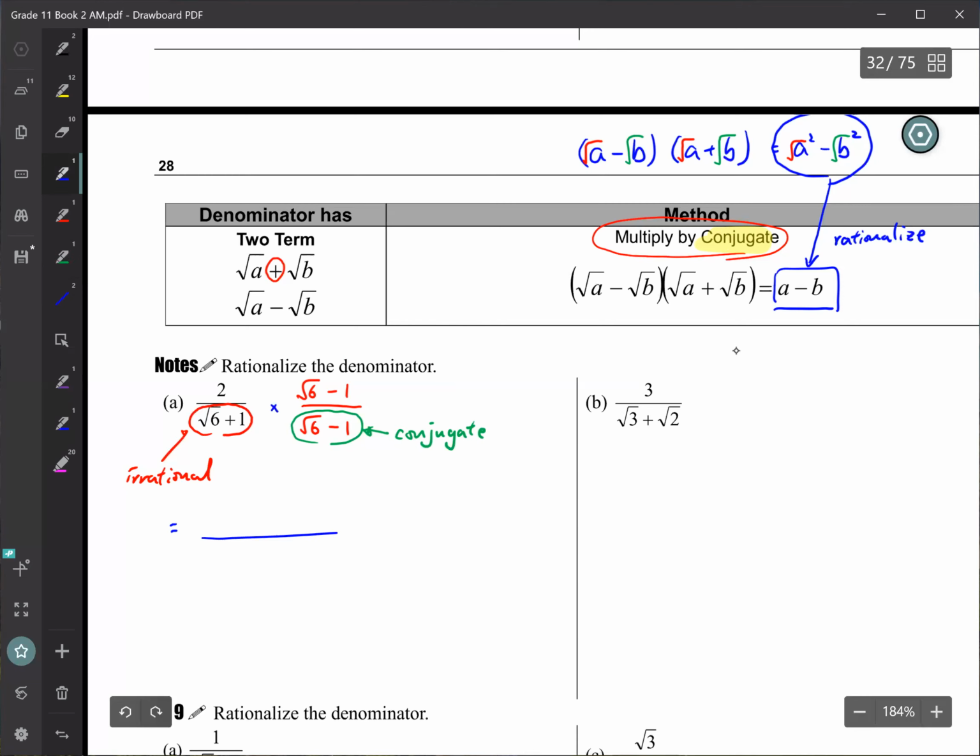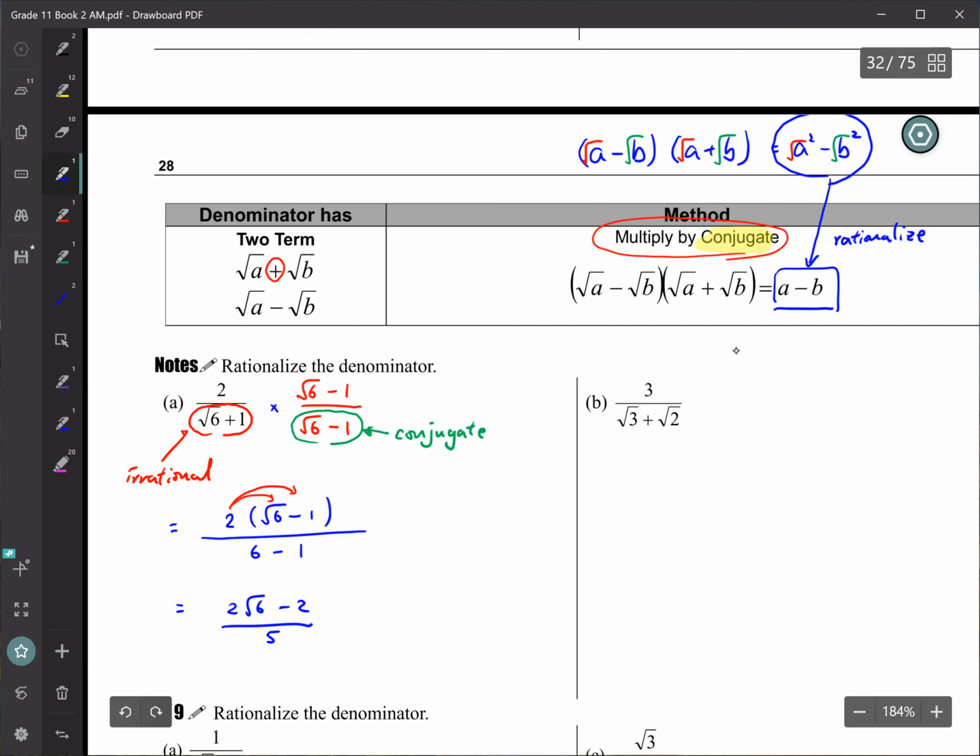So in the denominator, because of the formula, you square the first, that gives you a 6. Square the second one, 1 times 1 gives you 1, and then subtract. And the numerator is 2 times the square root 6 minus 1. Numerator, you still need to distribute. And then that gives you 2 root 6 minus 2 over 5.